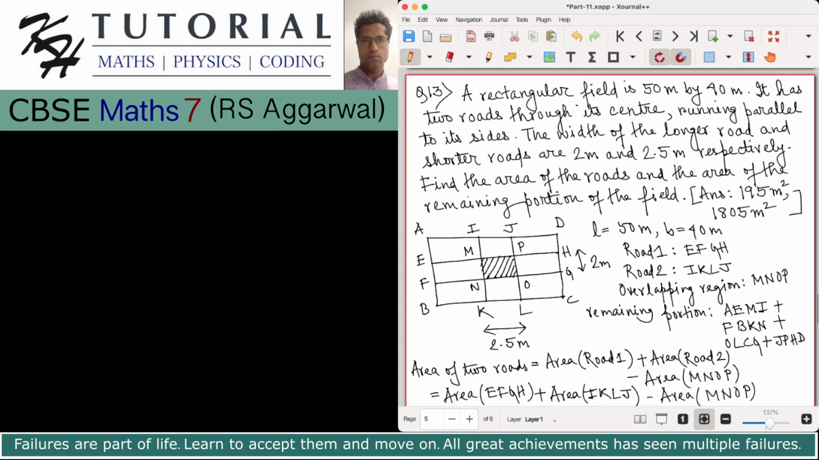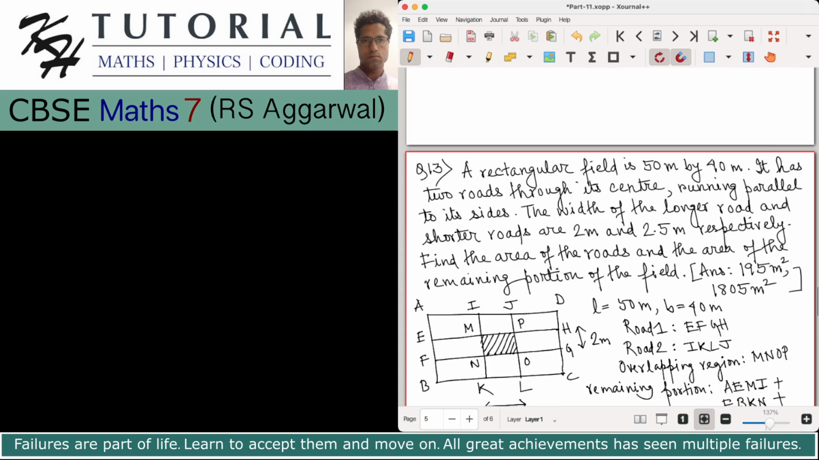Okay, so this was problems 9 to 13. These problems were based on paths along a rectangular field, either outside or inside. The remaining problems, that is problems 14, 15 and 16, will be based on how to find the area of a given shaded region, which I will solve in the next video.